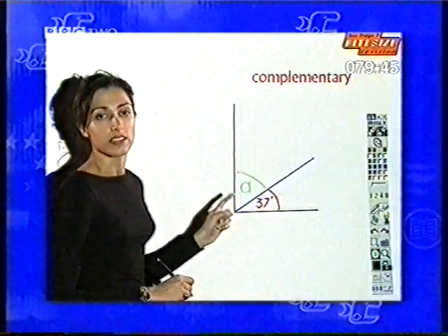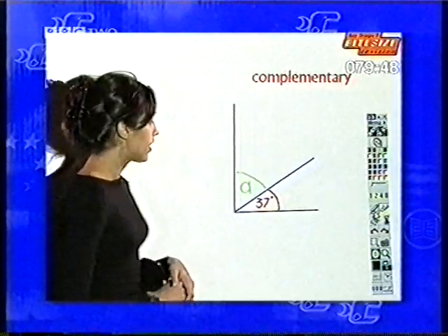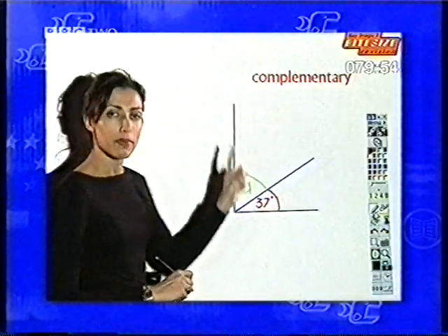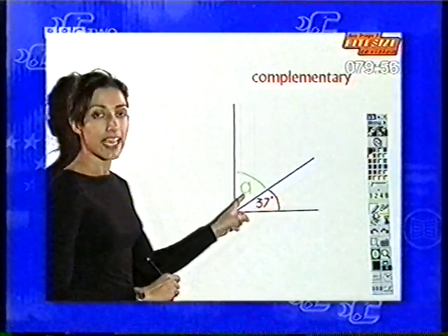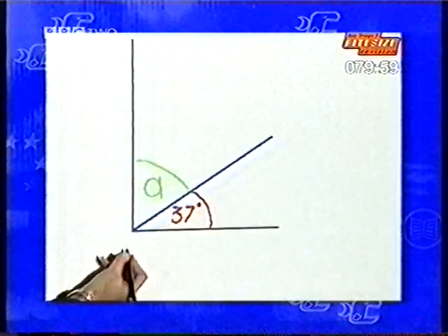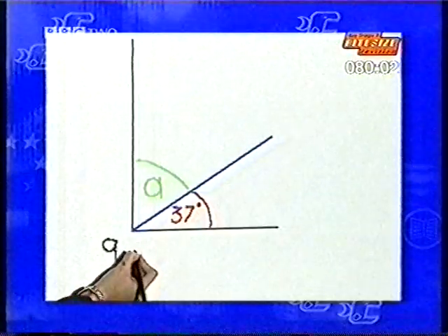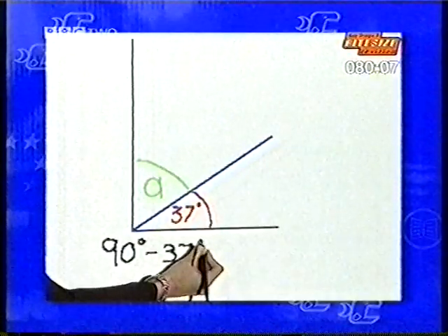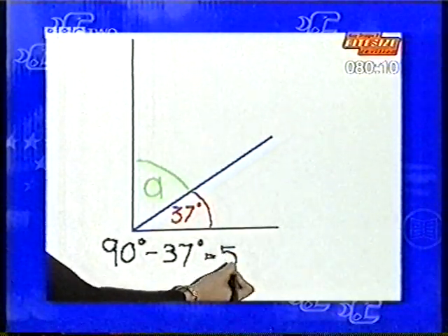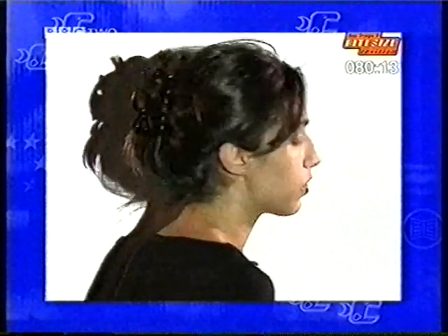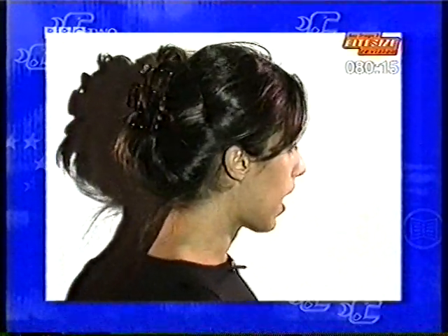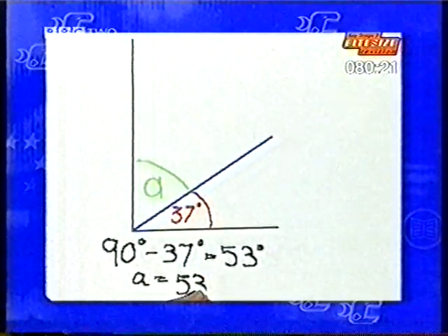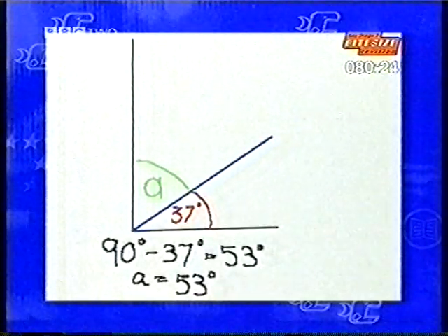Right, here we've got a right angle. A right angle is made up of 90 degrees. Now we have to find angle A. We've already got 37 degrees here. This is a complementary angle. That means that 37 and A must add up to 90 degrees. So let's write 90 degrees minus the 37 degrees that we've already got. That equals 53 degrees. So A equals 53 degrees. Okay, and that is called a complementary angle.